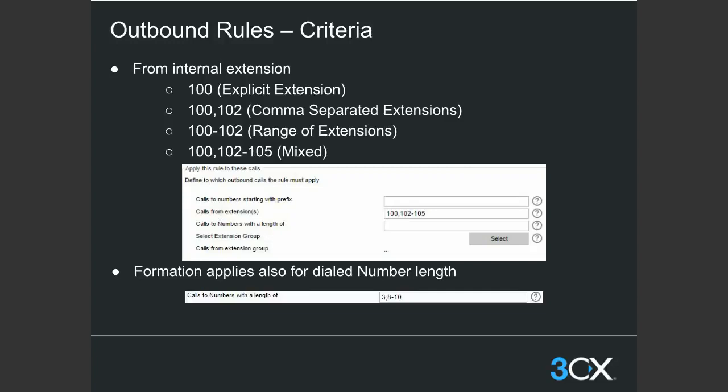The formation also applies to the dialed number length. In this example, you can see calls to numbers with a length of 3, 8, 9, and 10 digits by using the comma and the dash.